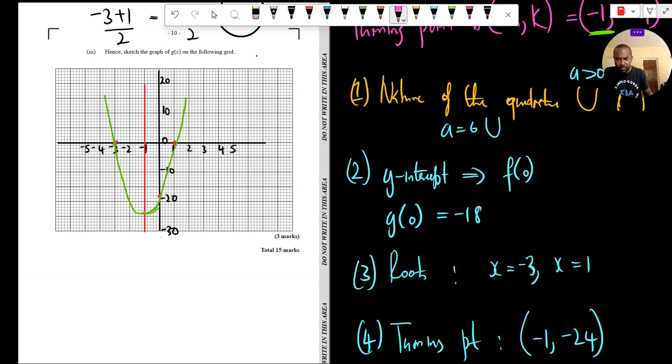Let's label our important points. Our important point right here is our turning point. Let's label this point: it is (-1, -24). That's our turning point, and this is our axis of symmetry, x equals -1. If we do all of that, you should get the 3 marks for this sketch. And this brings us to the end of this question and the end of this section from May-June 2022, paper 2 of CSEC Additional Mathematics.